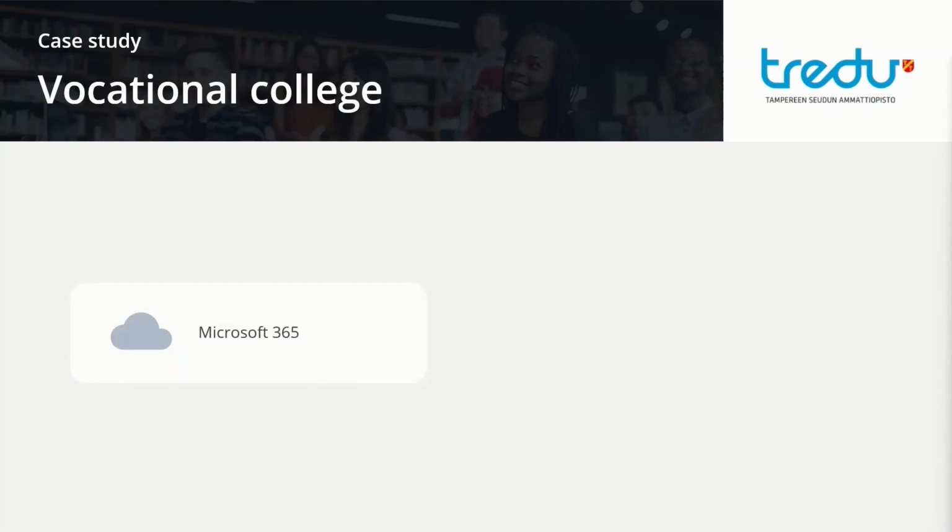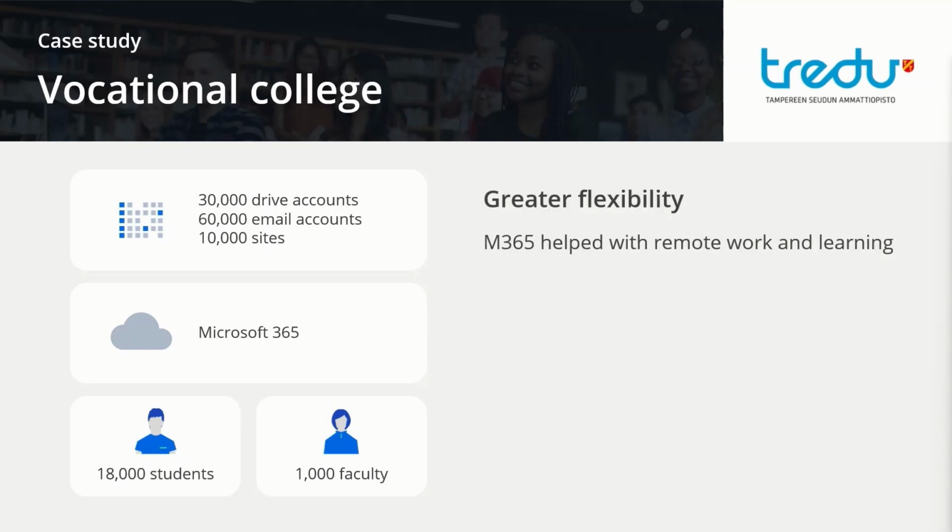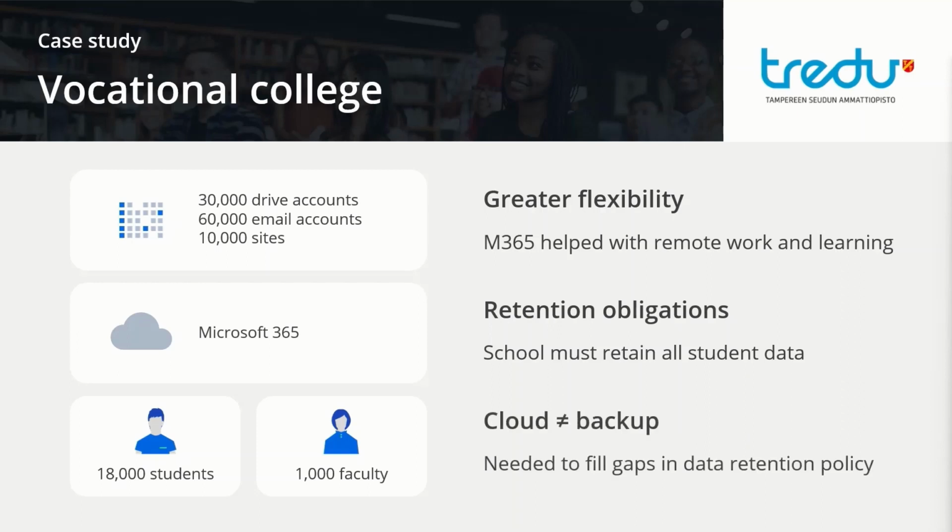Now, all of this is on a Microsoft 365 cloud environment, and they actually have 60, 70,000 email inboxes as well to deal with. So they needed something with greater flexibility. Obviously, this is why they moved to the cloud, with the transition to homeschooling and home learning. Then they've also got retention obligations. Being an education customer, they're regulated and need to maintain their students' data for a certain period of time. And then, of course, as we mentioned earlier, cloud does not mean backup. And so they needed to fill in the gaps in their data retention policy as well.